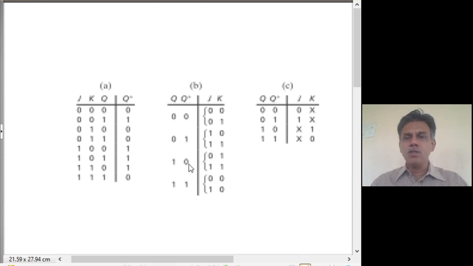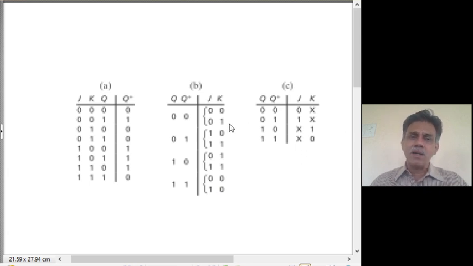Here for this 1, 0 condition, present state as 1 and the next state as 0, we find that k has to be 1, while j is don't care, that we mark it as x1. Finally, for this 1, 1 condition, we find that k has to be 0, while j can be anything, that we mark it as x, 0.